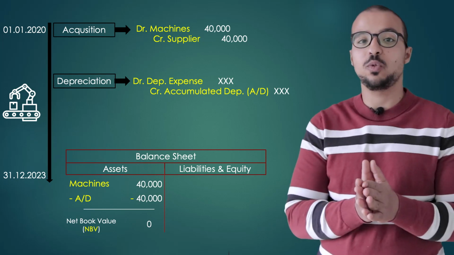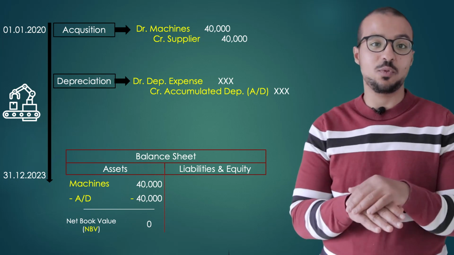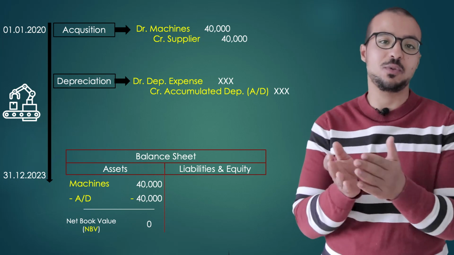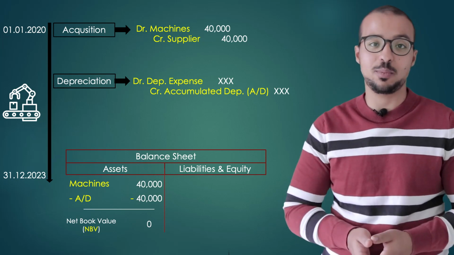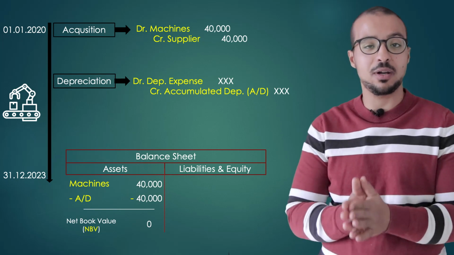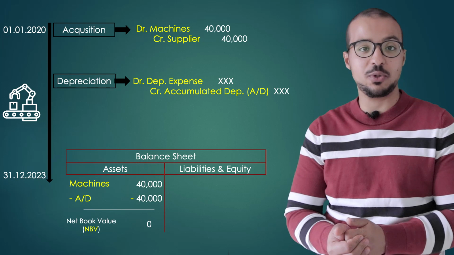At the end of the useful life on 31st December 2023, the asset is fully depreciated and the net book value of the asset is 0 because the acquisition value is equal to the accumulated depreciation. But we can still see the asset in our books and it will remain there in our balance sheet. We can see it in the acquisition value and in the accumulated depreciation.